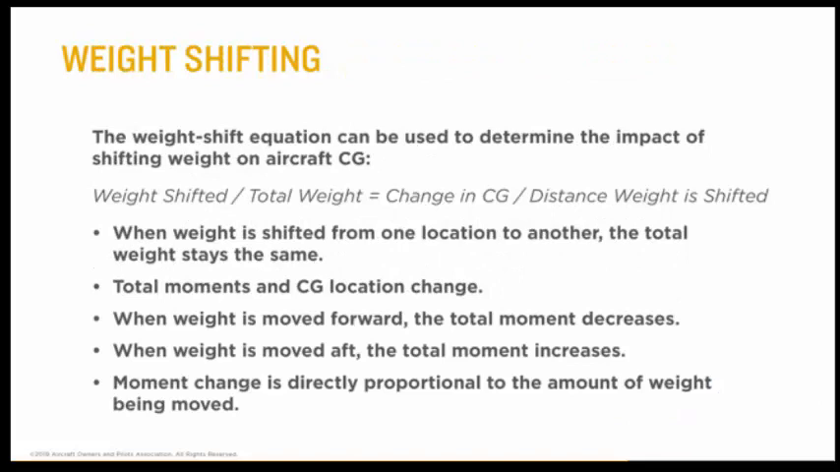So here's the weight shift equation that can be used to determine the impact of the shifting weight. Weight shifted divided by total weight is equal to the change in the center of gravity divided by the distance the weight has shifted. When weight is shifted from one location to another, the total weight stays the same. Total moments and CG location change. When weight is moved forward, the total moment decreases. When weight is moved aft, the total moment increases. Moment change is directly proportional to the amount of weight being moved.